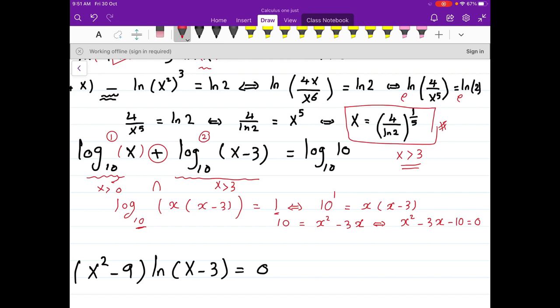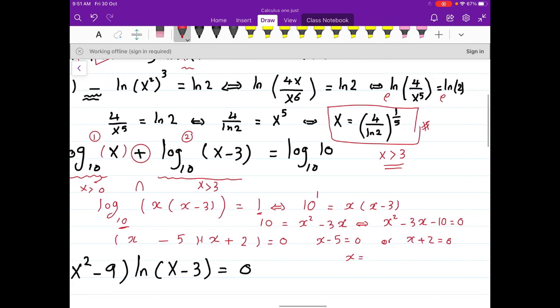Quadratic equation, you can factor this equation. Open two brackets, x times x, and for 10, one is negative and one is positive, equals 0. The product of two numbers is 0, that means x minus 5 equals 0 or x plus 2 equals 0. So we get x equals 5 and x equals minus 2.